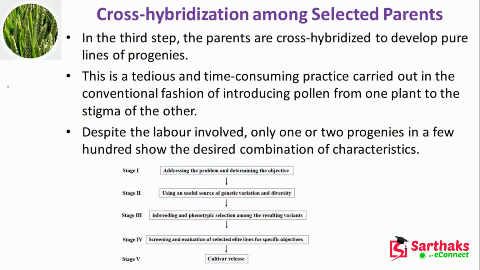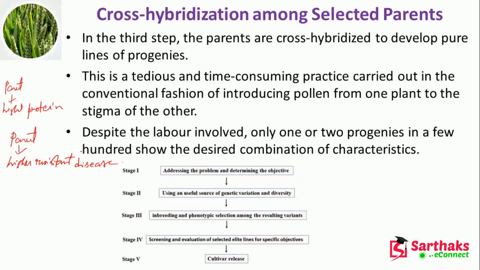So now what we have done, one parent we have collected which has high protein. Another parent we have collected, parent means parent plant, okay, which has higher resistance to the disease, okay, higher resistance to the disease.